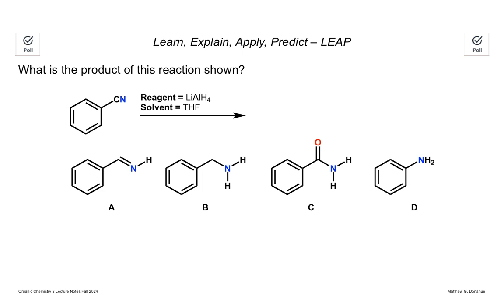Before we get to that, just as a review, we have this molecule called benzonitrile. So it's a benzene ring with a nitrile. We're treating it with a strong reducing agent, lithium aluminum hydride. So it's going to reduce that sp hybridized carbon by adding 2 equivalents of hydride. And we're going to get a primary amine. This is called benzylamine.